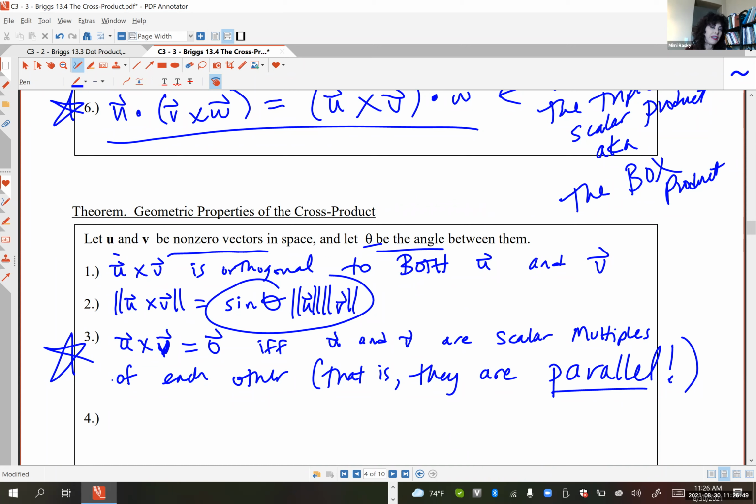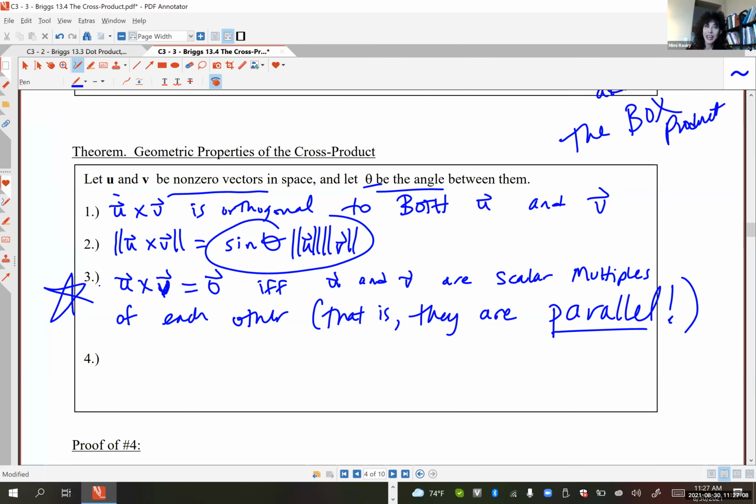But if they're 3D vectors, another cutesy way to tell if two 3D vectors are parallel to each other, instead of figuring out if they're scalar multiples or not, is just take their cross product, and if you get the zero vector, they're parallel. Cool. Okay, I'm just excited. It's kind of a neat fact. Could be a good true-false question, I'm just saying.